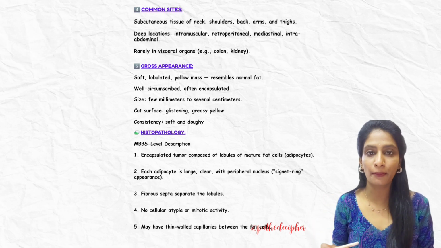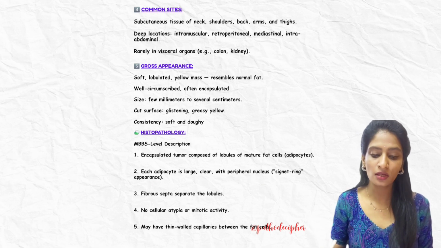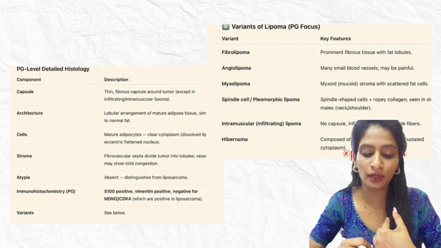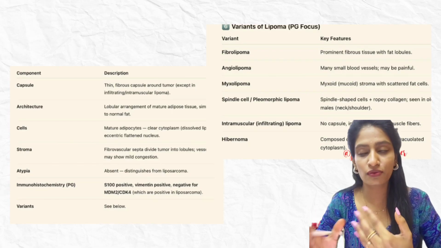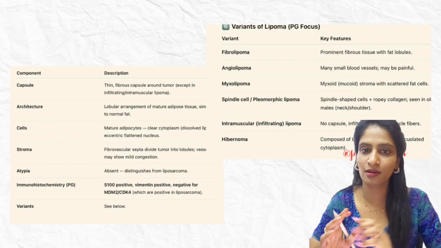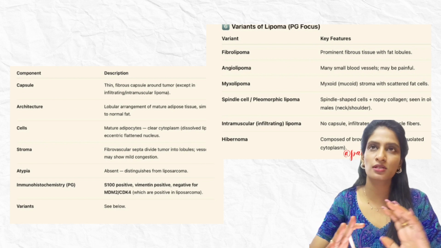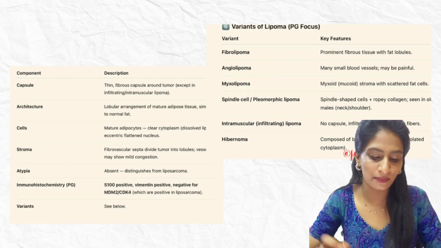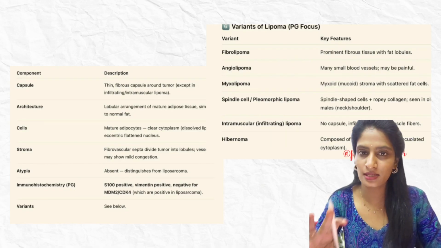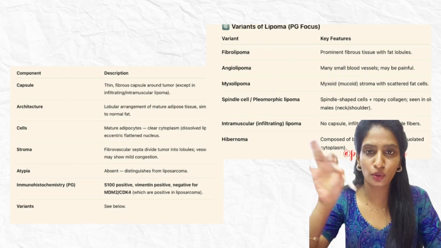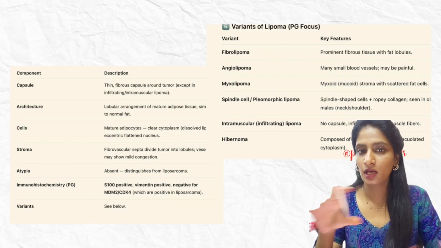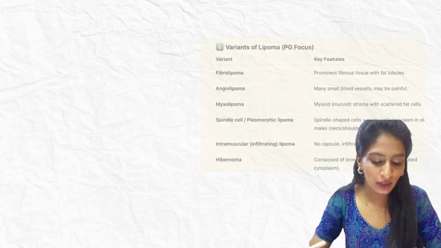They may have thin-walled capillaries in between the fat cells. So coming to PG level histology, like detailed histology, you should know, as I told already, a thin fibrous capsule surrounds the tumor, where it can infiltrate into the muscle also. That's called intramuscular lipoma. And how does the architecture look? I told you, it will be lobules separated by thin fibrovascular septa, similar to normal fat, with lobules of mature adipocytes. No atypia will be there. The stroma will be fibrovascular septae which divide all the cells into lobules, and there will be no atypia.